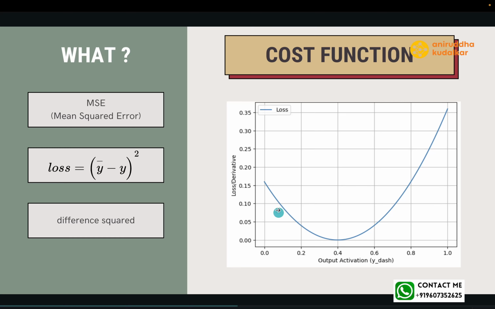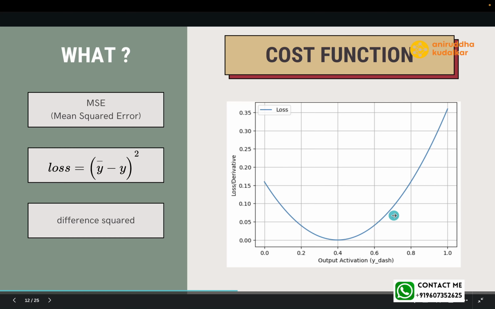And it's a parabola. There is actually a meaning to this, right? Can you see the loss is maximum over here and the loss is minimum at the point here. This is the actual concept in neural networks. So we'll talk about this shortly. But this is the cost function.